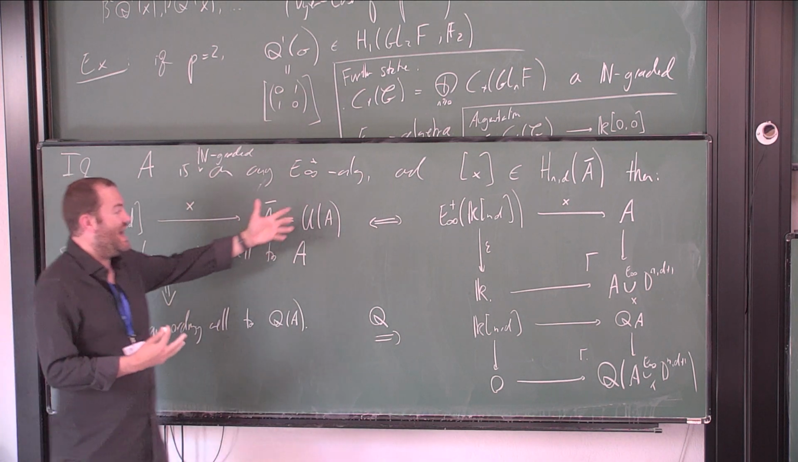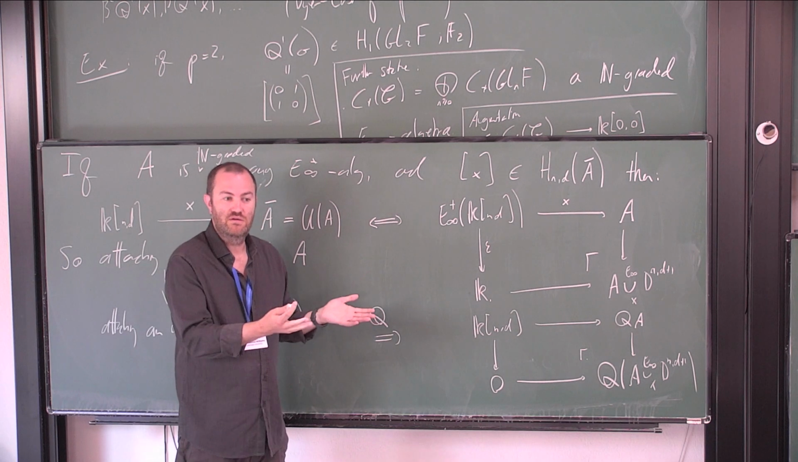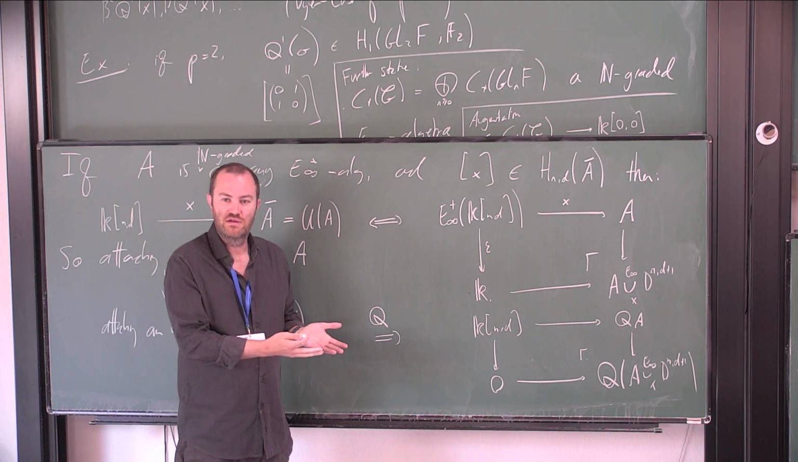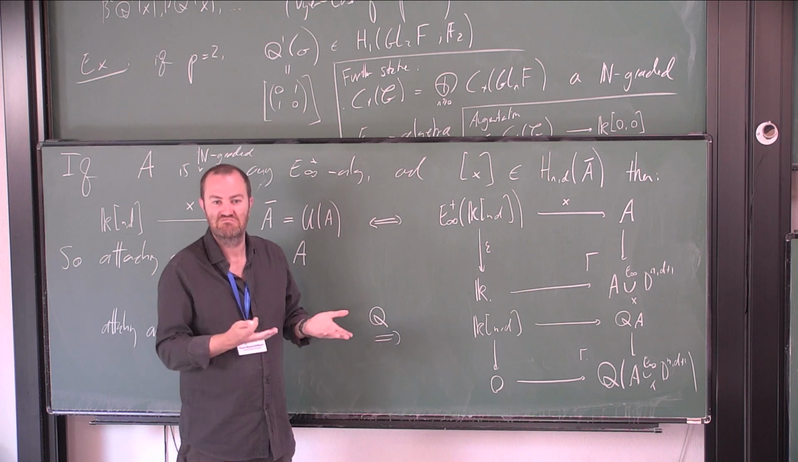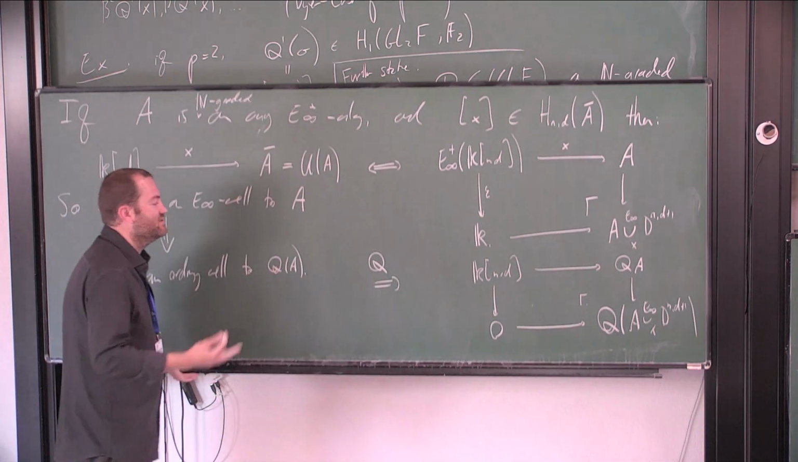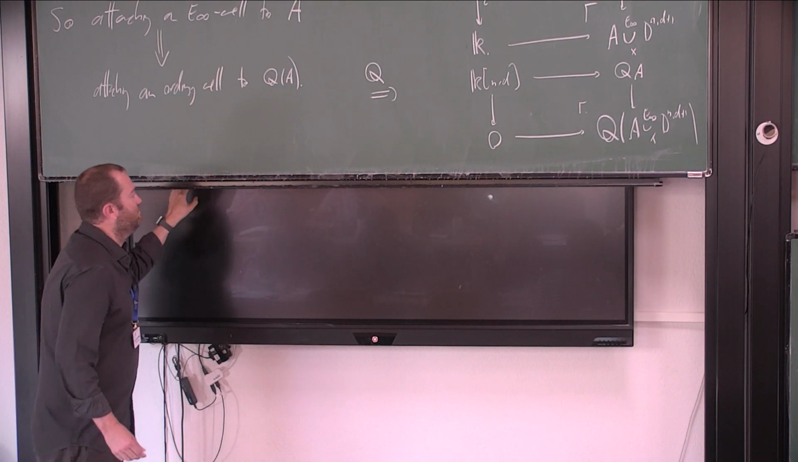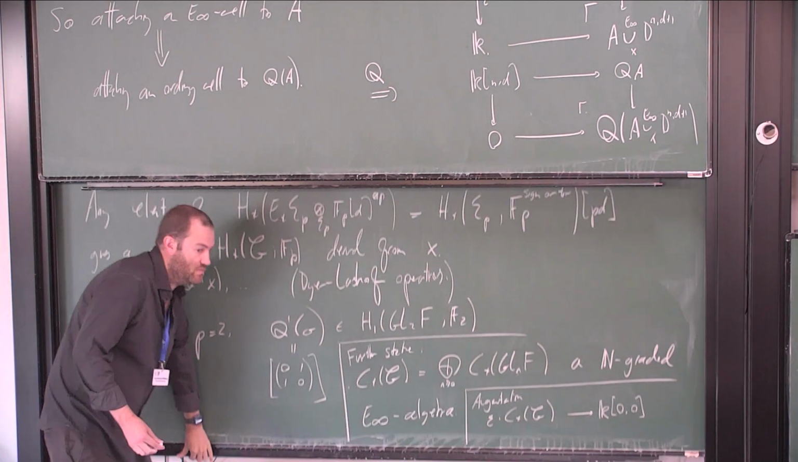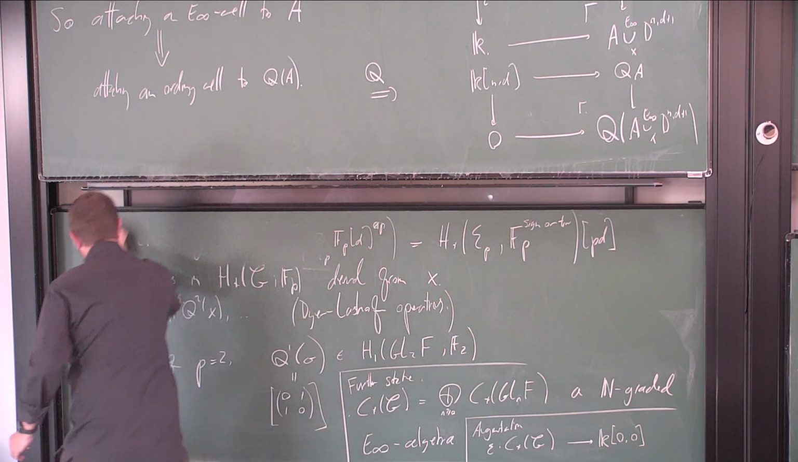So if I give you an A that's built from nothing or from the unit by attaching cells, then you can read off what Q of A is. Whenever you attach an E infinity cell to A, you just attach an ordinary cell to Q of A. The thing is, of course, that most objects are not given to you that way. But on ones that are, you can in principle use this.